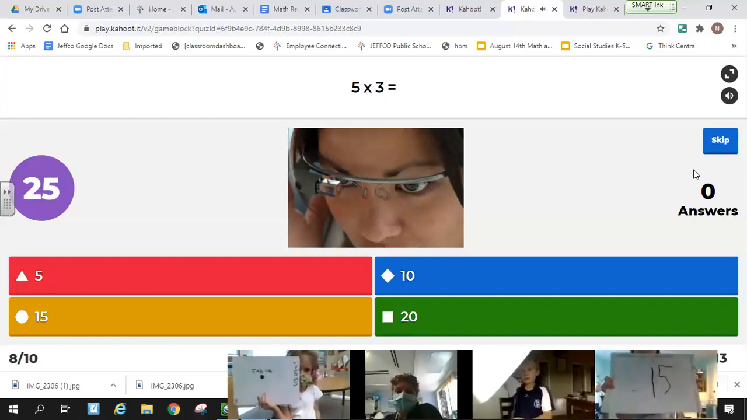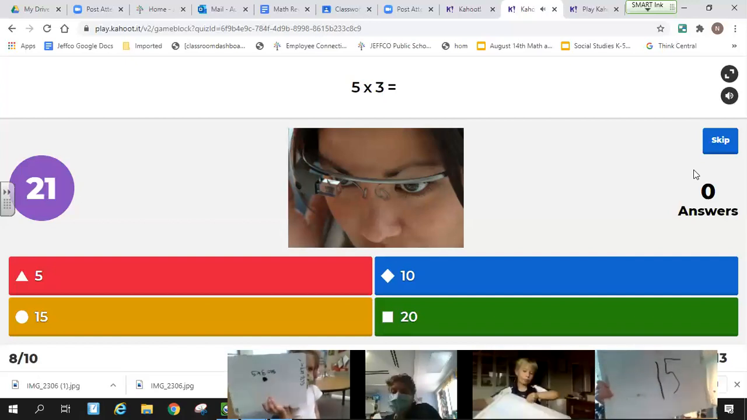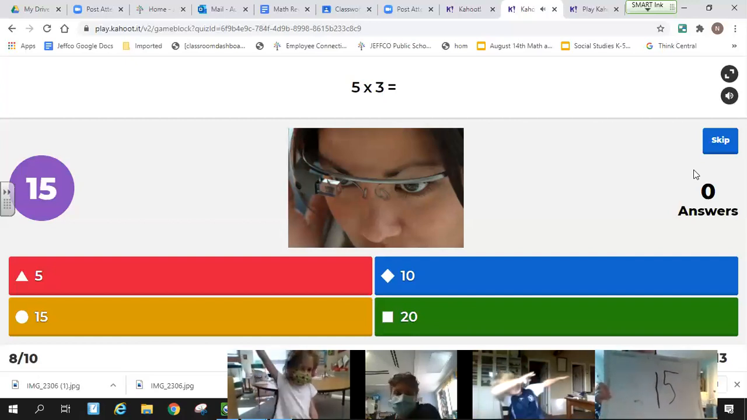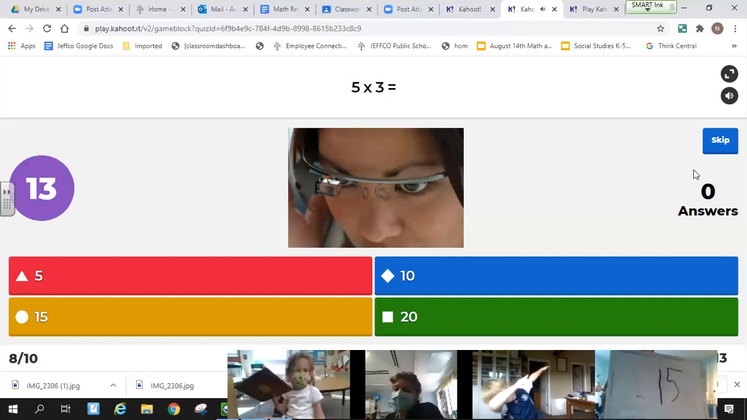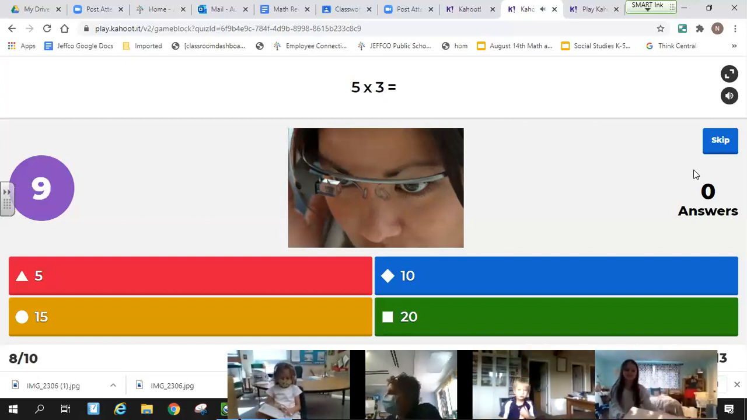You got answers all correct. 6 answers all correct. 7 answers. Robert, 15. Good job, Robert. Looking good, Katie. I see you, Astria. Write the equation for me. Nice job, Lucas. Oh, it's 15.